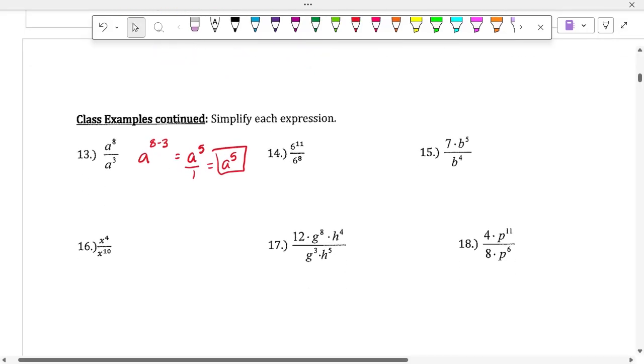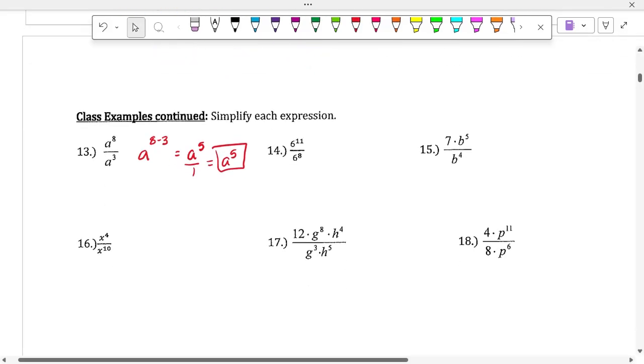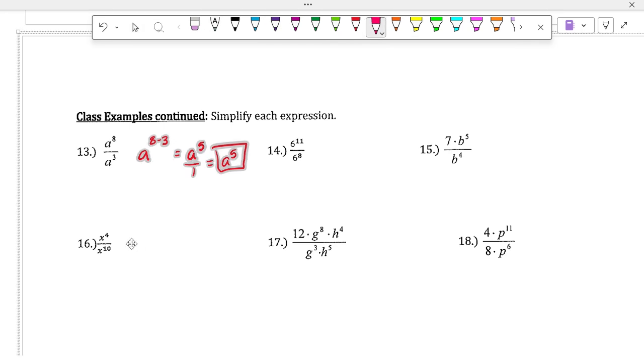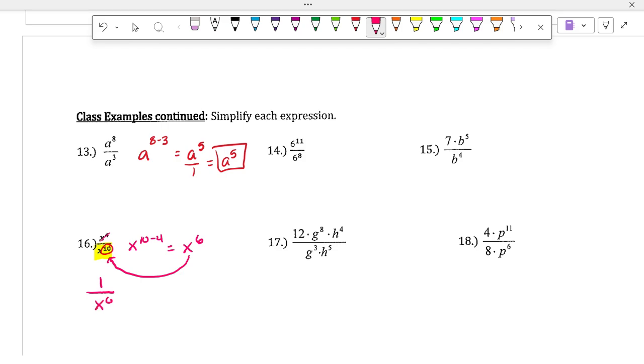Now, if we look at 16, I have x to the fourth over x to the 10th. So I'm still going to do big minus small. So I'm going to do x to the 10 minus 4, and that'll give me x to the 6. Now, since the 10 was in the denominator, and it's the bigger exponent, I'm going to keep the x to the 6 in the denominator. But remember, that means that the x to the fourth, because we took away all 4 of those x's, is gone. So that would leave me with nothing but a 1 in the numerator. It doesn't just go away. So this would be 1 over x to the 6.